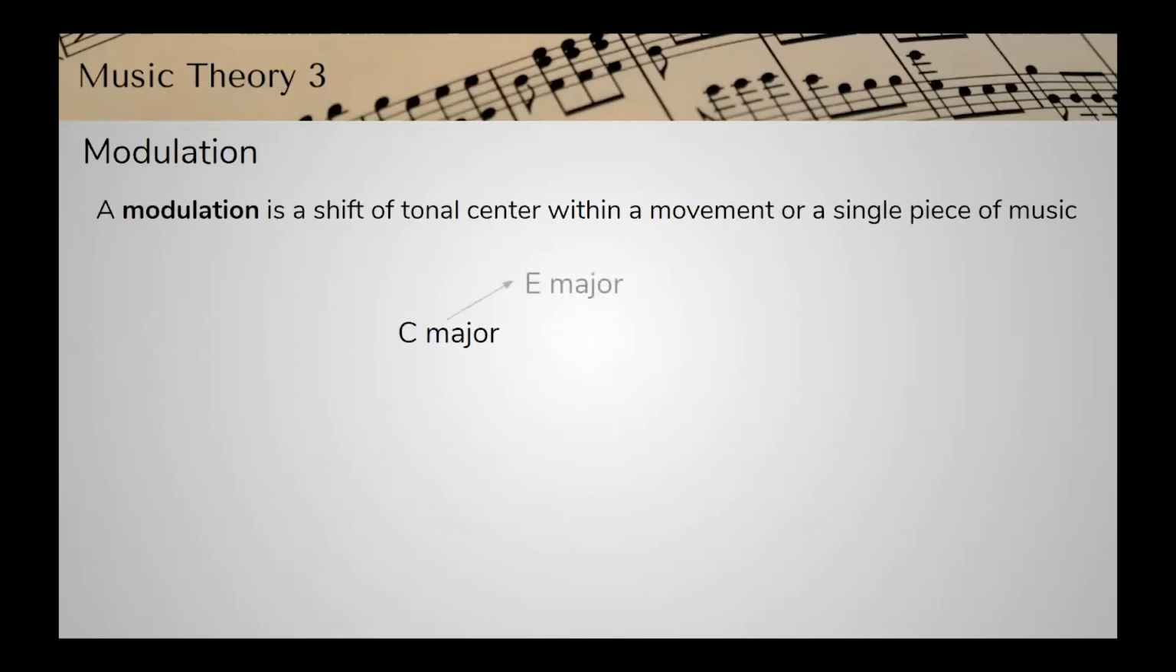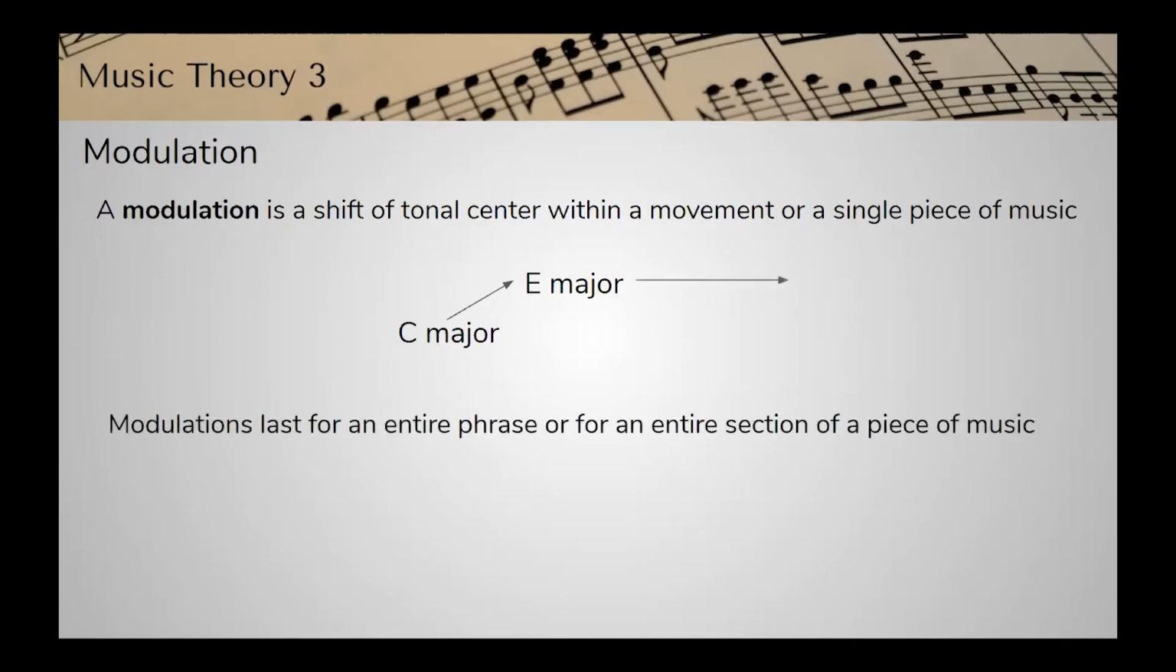Okay, so modulation is just a shift in tonal center within a movement or a single piece of music. So for example, you can modulate from the key of C major to E major. And the book makes the point about it being within a movement or a single piece of music. That just means that the change in key from one movement of a piano sonata to another movement of a piano sonata is not a modulation. So this is something that happens over the course of a single piece of music, okay? It's a transition, not just a key change.